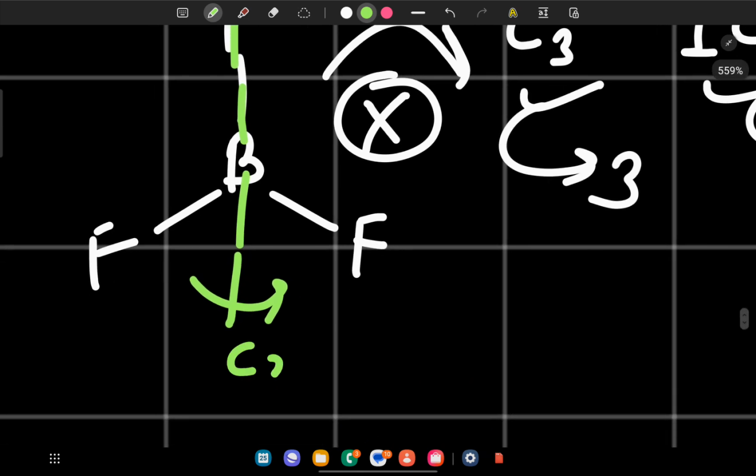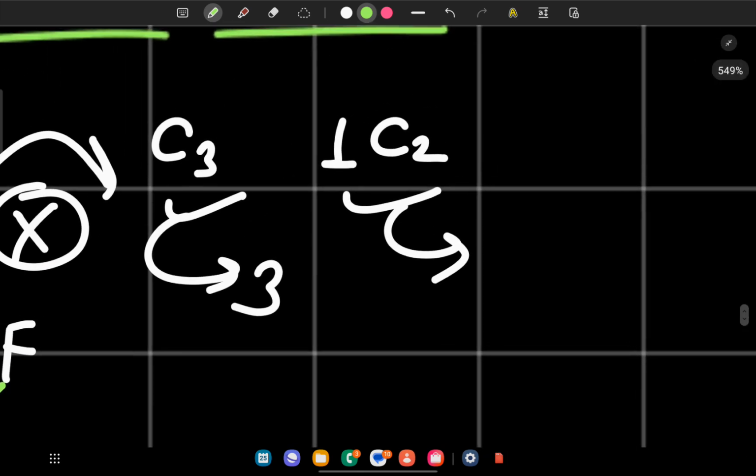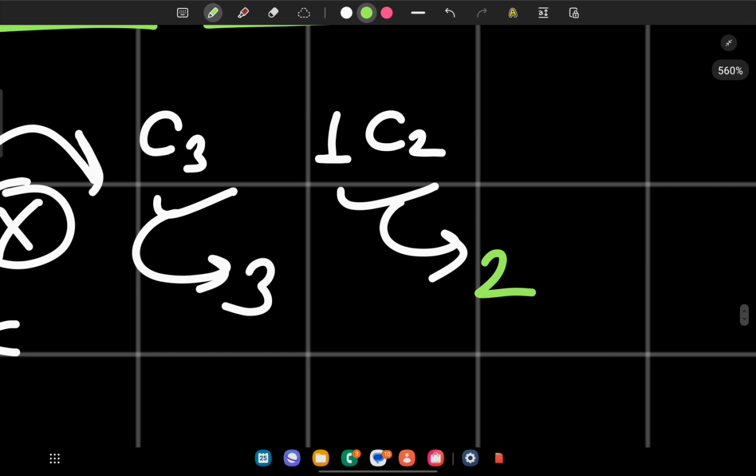So when the C2 axis is applied, what exactly happens? Only the fluorine atoms are revolving or rotating. So the number of atoms rotated in C2 axis will be 2. The more the number of atoms rotated along a particular axis, the higher will be its moment of inertia. So the moment of inertia along C3 will be more.